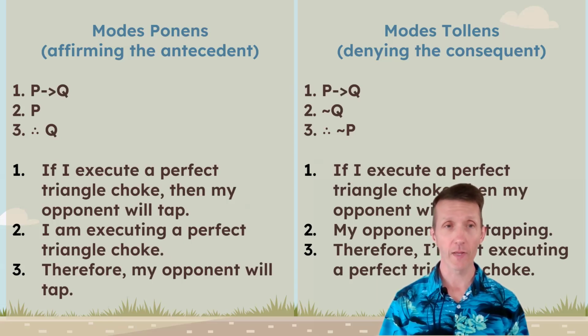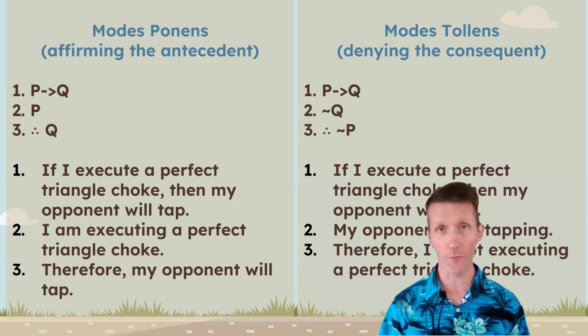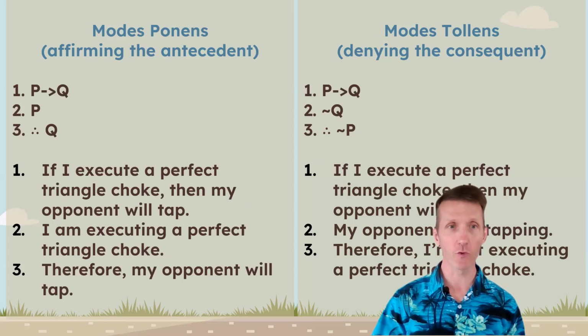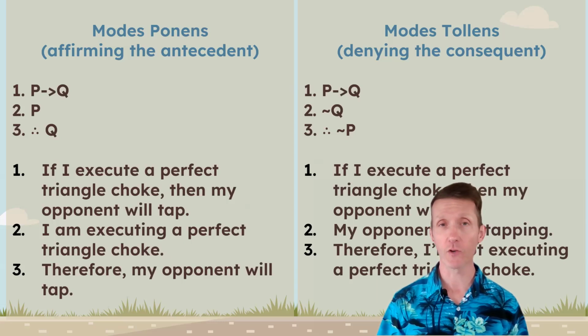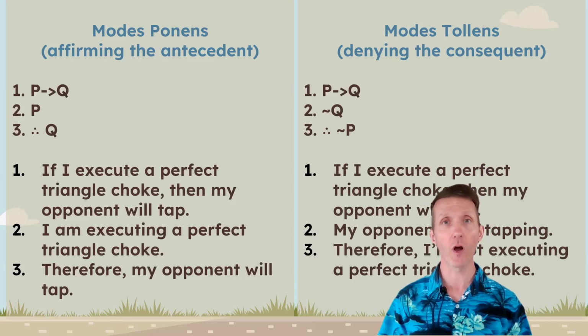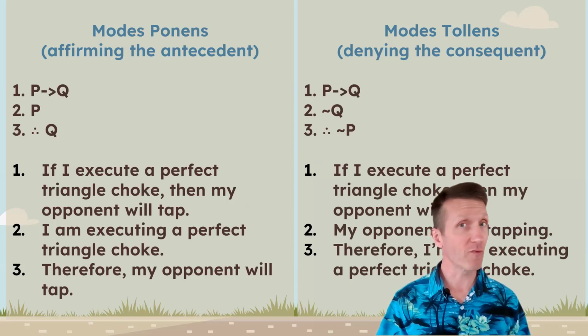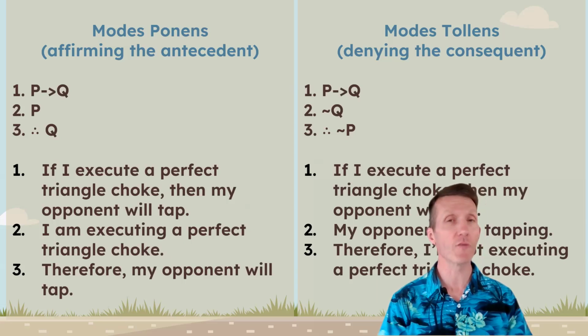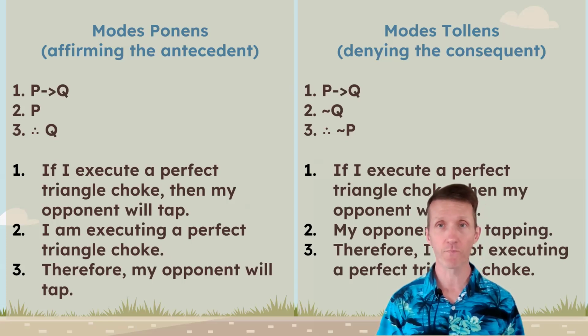So for example, if I execute a perfect triangle choke, then my opponent will tap. This is something from jiu-jitsu or mixed martial arts. So you have that conditional. If you do this thing, then you'll get this result. Two says, I'm executing a perfect triangle choke. It means you're doing the thing, the antecedent, and therefore my opponent will tap, the consequent. That works. If those two premises were true, they would force the conclusion to be true. Remember, that's the test of validity. If the premises were true, would the conclusion necessarily be true? So this works. It's not fallacious.